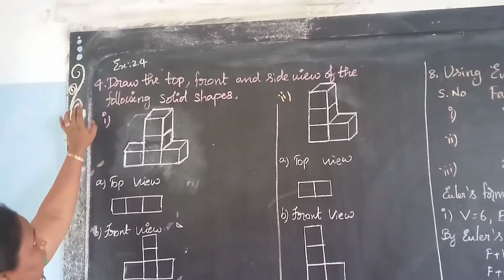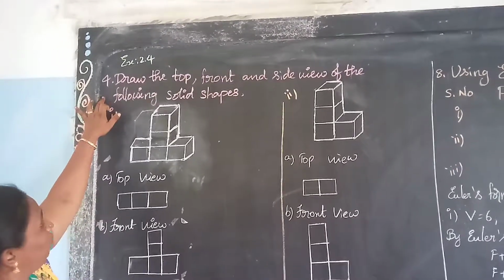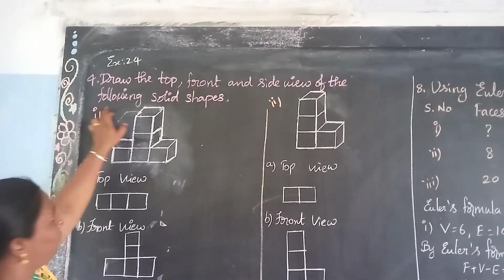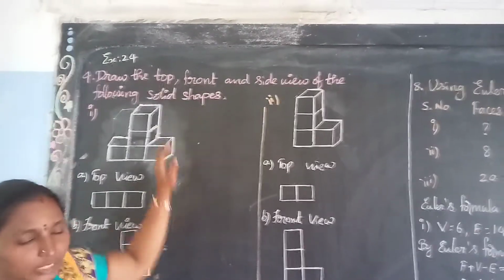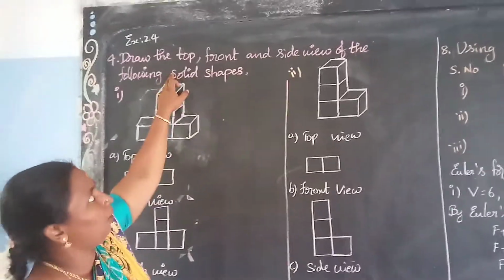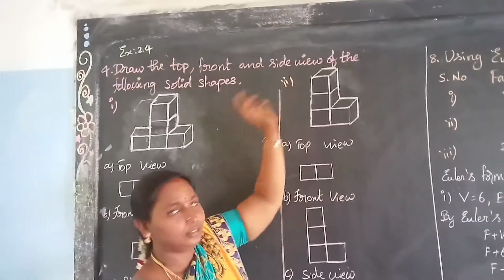Already we completed 3 sums. Next we are going to see the fourth one. Draw the top, front and side view of the following solid shape. So they have given some solid shapes here. We are going to draw the top view, front view and side view.